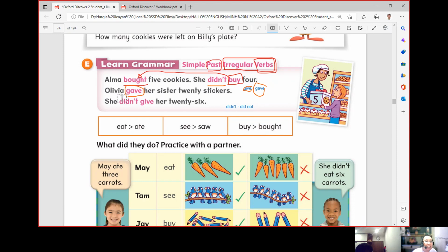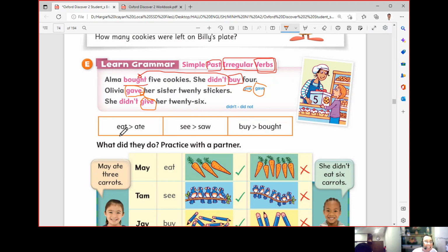Okay, the same with this one. Olivia gave her sister 20 stickers. If you try to do the negative statement for that, we can say she didn't give her 20. So we do not follow the past form here. Instead, we use the base form, or the verb infinitive, okay? Min? Hello, Min? Are you still there? Yes. Okay.